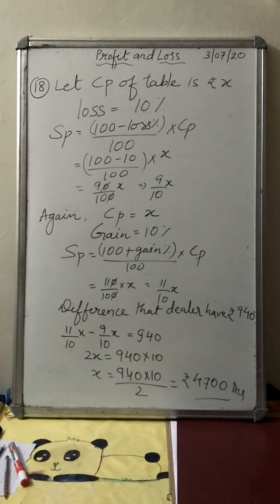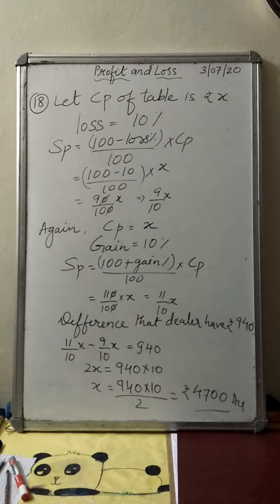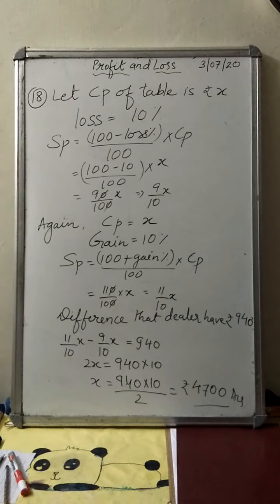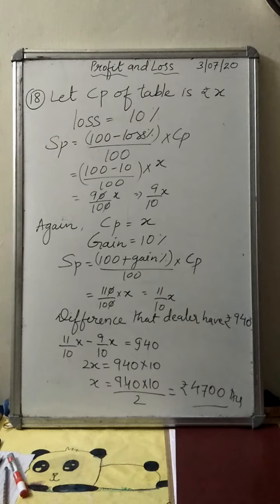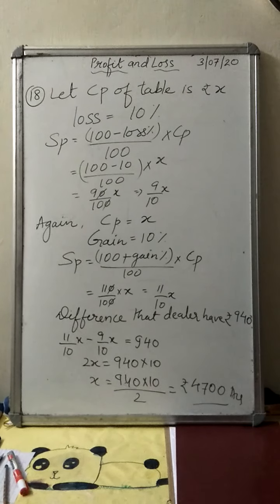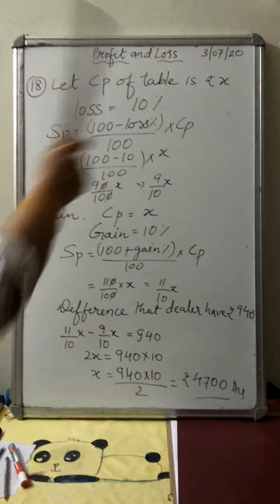18. A dealer gets rupees 940 more if, instead of selling a table at a loss of 10%, it is sold at a gain of 10%. Find the cost price of the table. So that means we need to find the cost price. Let us assume that the cost price of the table is x.